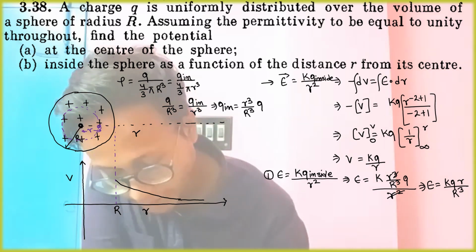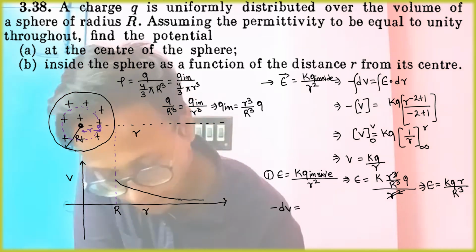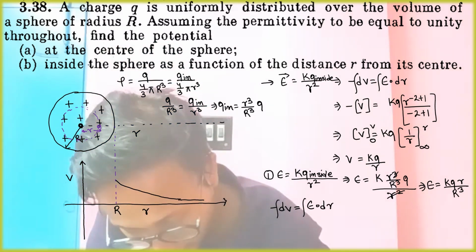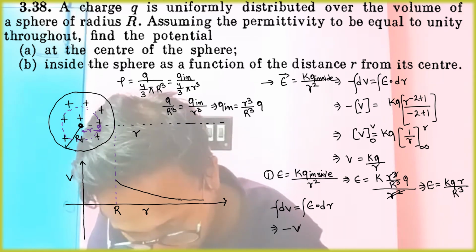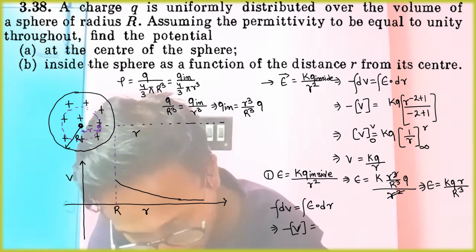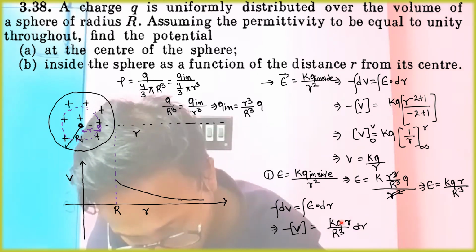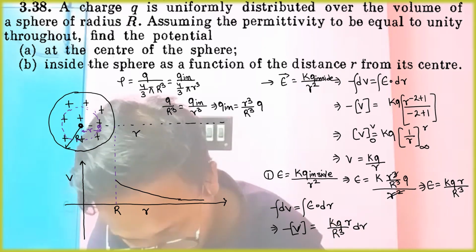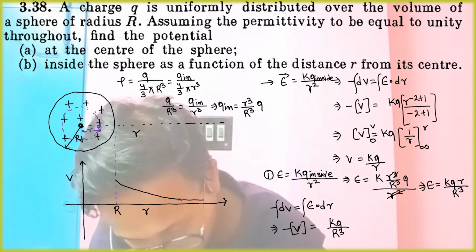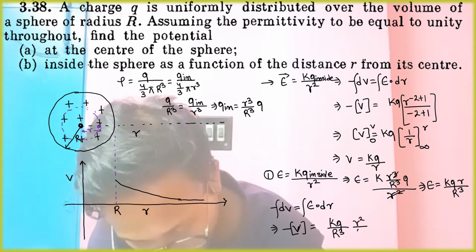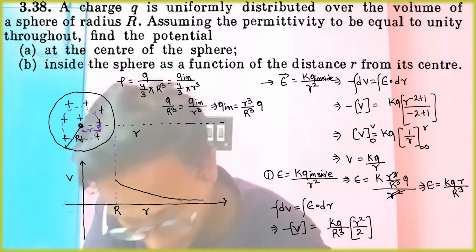Now to find the potential, minus dV equals E dot dr. That means if I integrate it, minus V equals the integral of kQr divided by R cube into dr. This entire term, kQ by capital R cube, is constant. So it is the integration of r dr. Integration of r dr is nothing but r square by 2. Fair and fine.